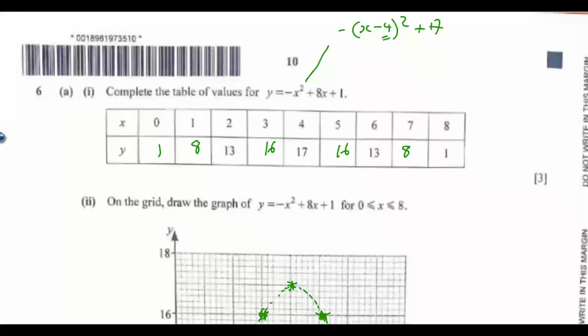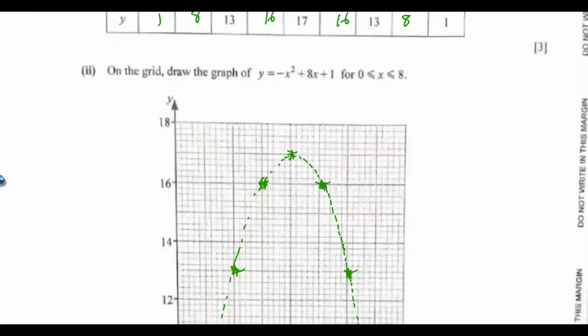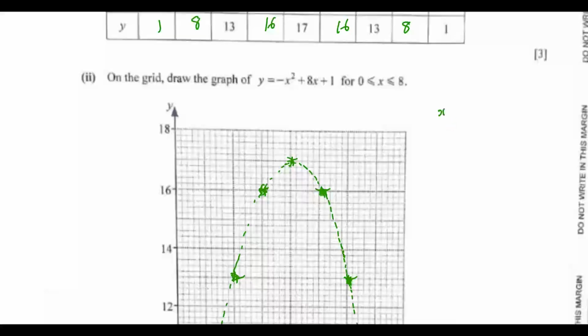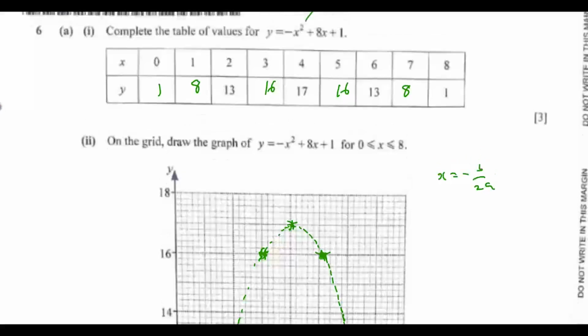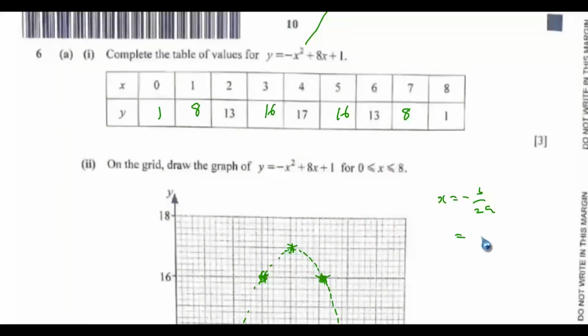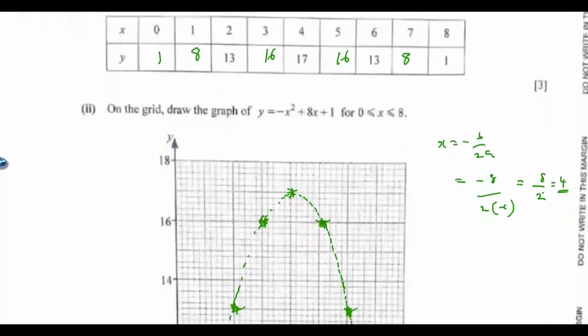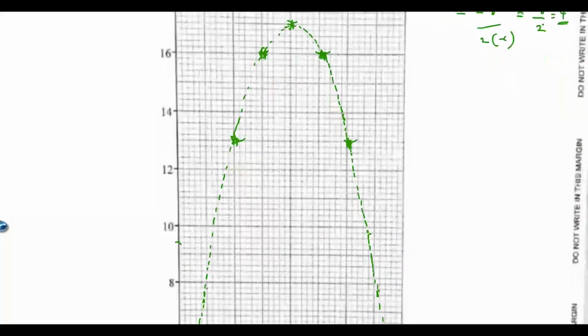To get the line of symmetry algebraically, it will be x equals negative b over 2a. If you key in the values, negative b is negative 8, over 2 times a, which is negative 1. So this will give you 8 over 2, which equals 4. That is the equation of the line of symmetry, that is x equals 4. So let's go to the next question.